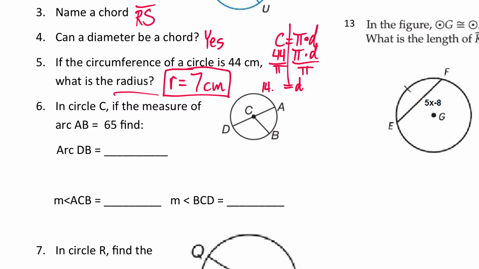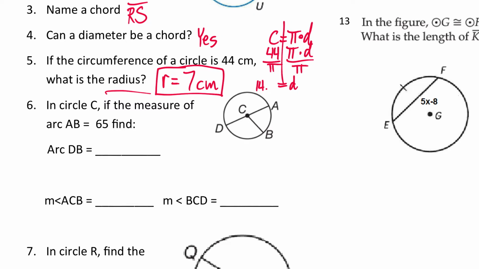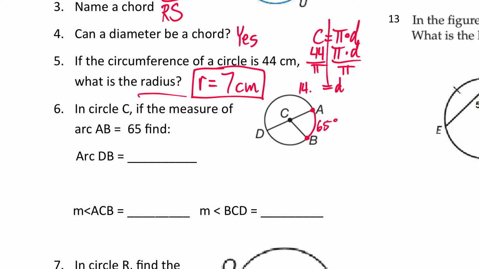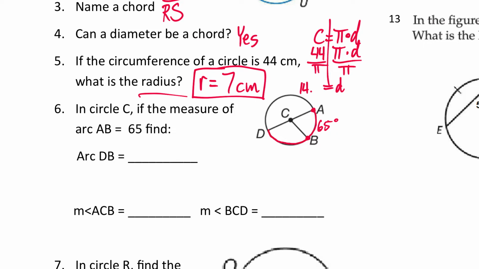Okay, in circle C, if the measure of arc AB is 65 degrees, this wants to know what the measurement of arc DB would be. Good, because from D to A, that's half a circle, a semicircle, right? How many degrees is in half of a circle? 180. So to find DB, we're just going to do 180 minus 65, and what's left is going to be DB. I think I said that wrong, but you know what I mean. 180 minus 65 gives us 115.